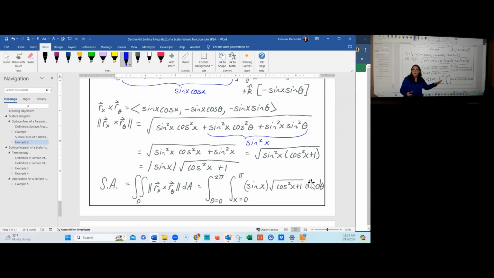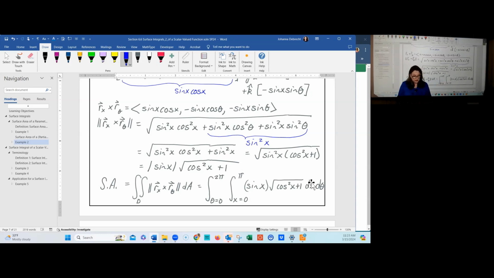With the plus 1, I'm stuck. I can't do anything because of the addition. So this is going to become my integrand. When I form the double integral, notice that I switched from absolute value of sine x to regular sine x, because x is varying from 0 to pi, which means it's going in quadrants 1 and 2, where sine is always strictly positive. Since it's strictly positive, I can simply drop the absolute values.